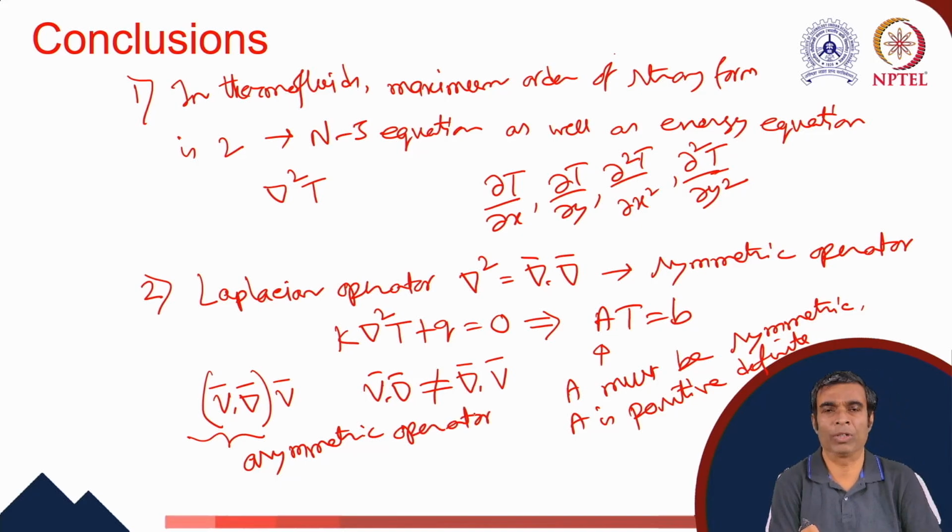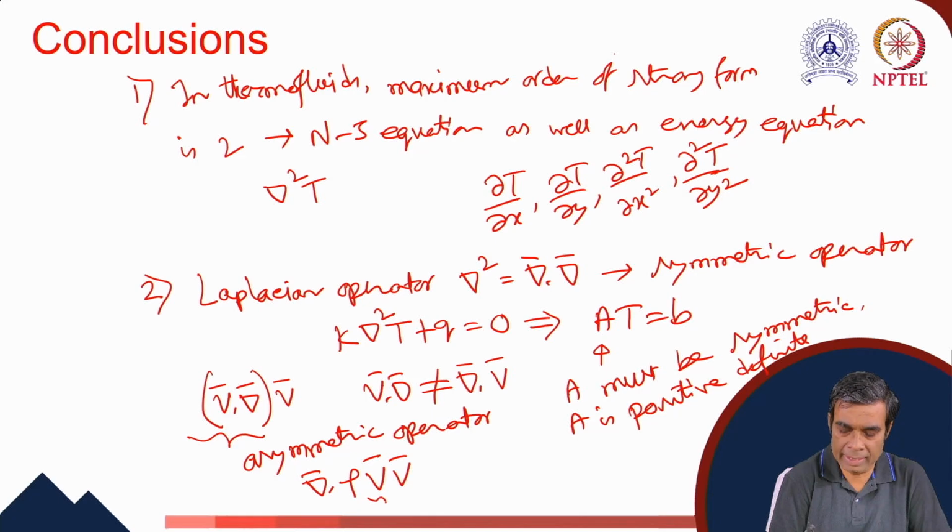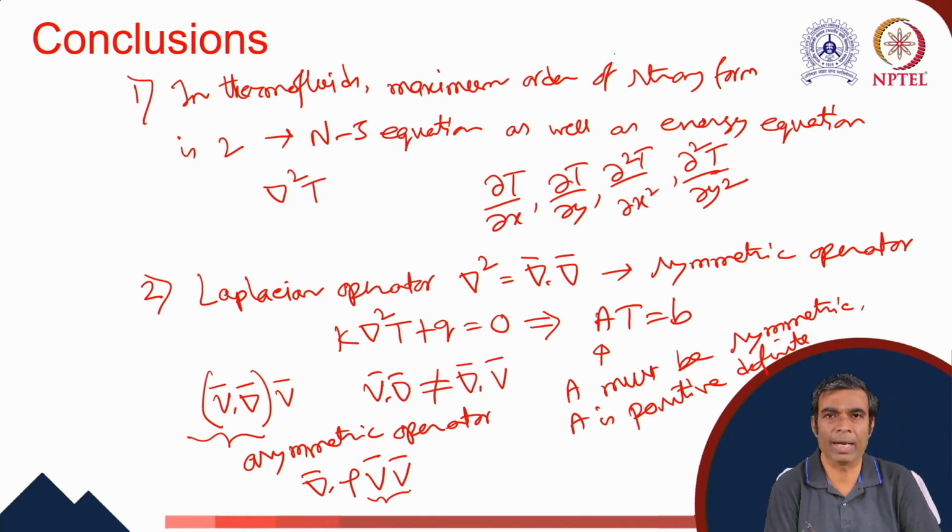Because of the presence of the convective operator, the matrices which will be generated from fluid flow problems will be by default asymmetric. And the convective term in the strong conservative form was written as divergence of rho V bar V bar. Here we already mentioned that V bar and V bar are in an outer product relationship. So this is a second order tensor.